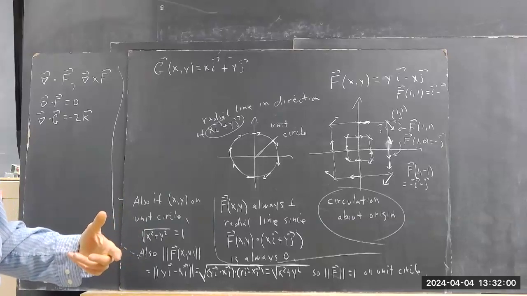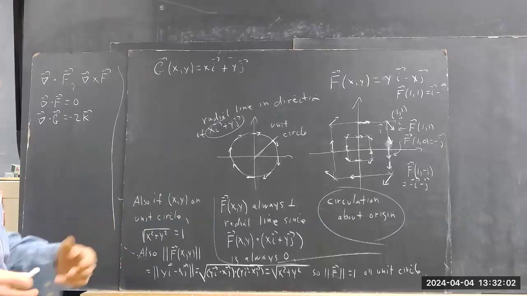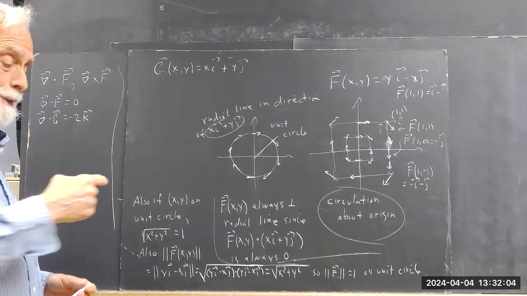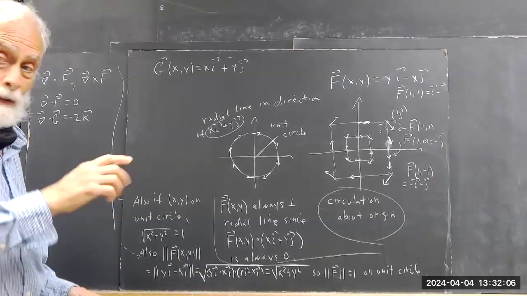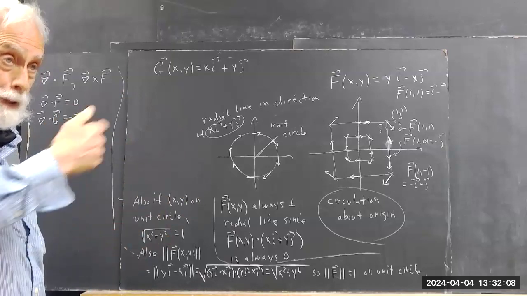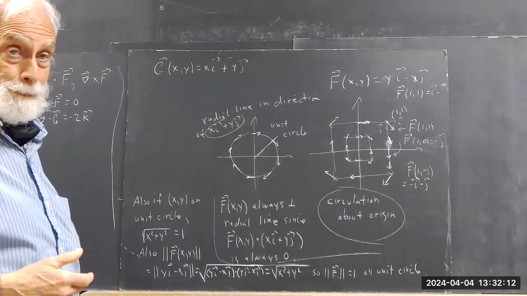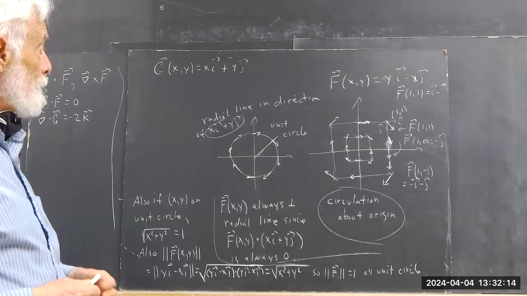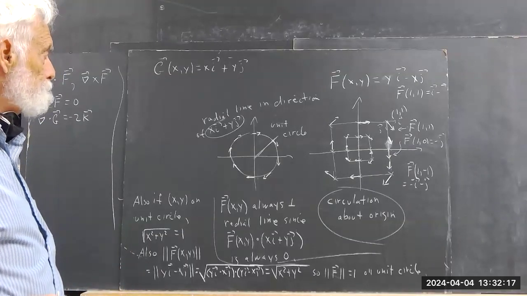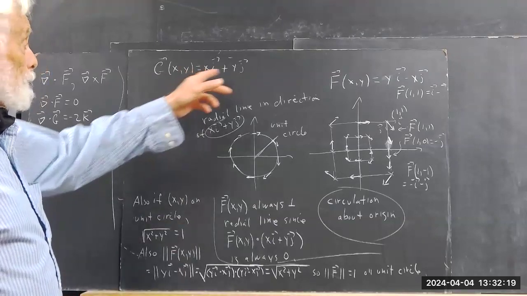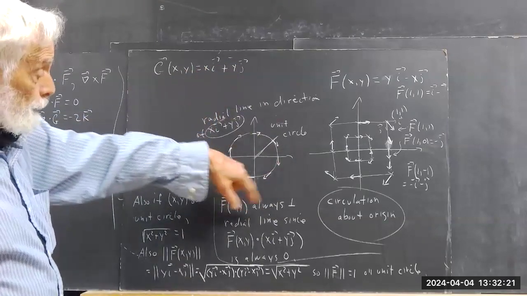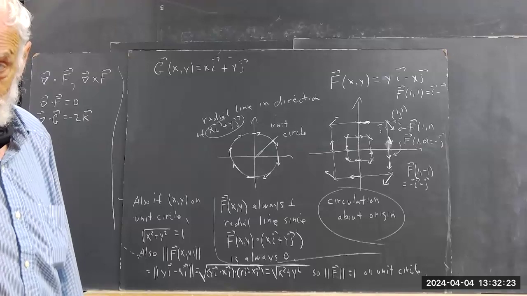Okay. And the circulation is in the negative k direction, meaning you have a circulation in the plane that's clockwise rather than counterclockwise. If it had been negative xi minus yj, your circulation would have been in this direction. Okay.